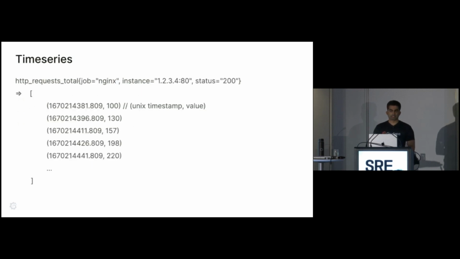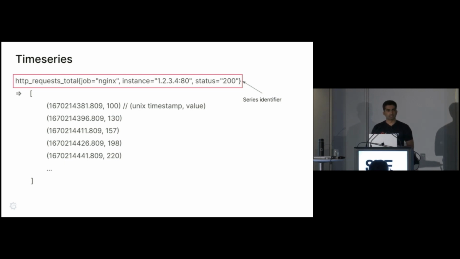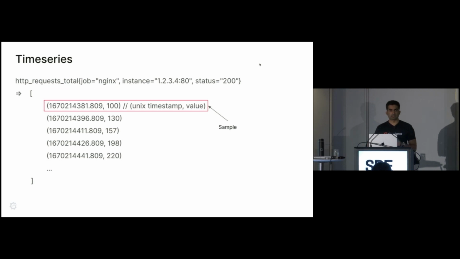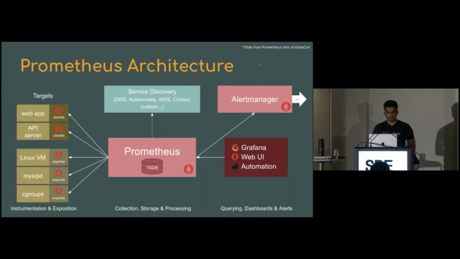So what's a time series in Prometheus? A time series has a series identifier, which is just a bunch of label value pairs, and each unique combination of label value pairs identifies a time series. For example, if you change status 200 to 201, it's a completely new time series. And there is a sample itself. A sample has a unique Unix timestamp and a value. Here I take the example of a float value.